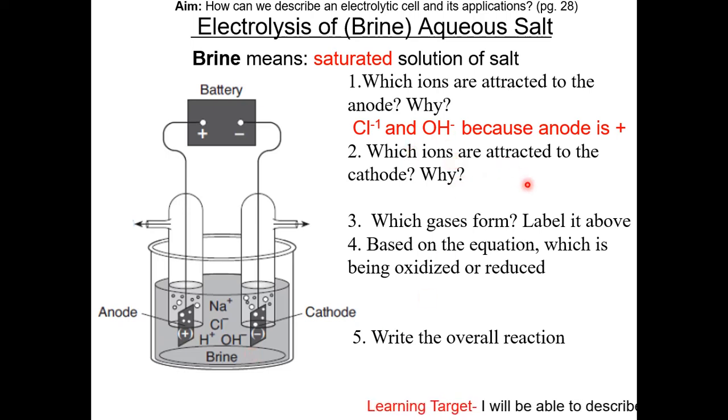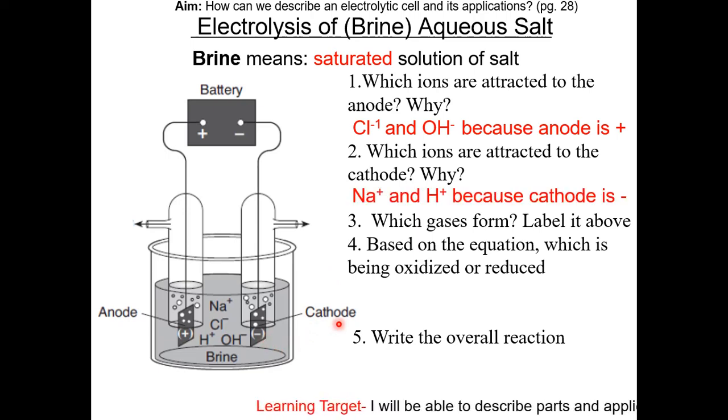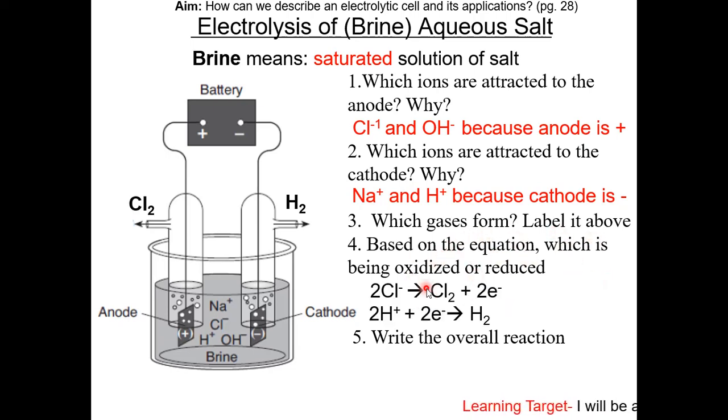Which ions are attracted to the cathode and why? The cathode is labeled negative, therefore the sodium and hydrogen ions will be attracted to it because opposites attract. Which gases are formed? Label it above. It is hydrogen and chlorine. Based on the equation, which is being oxidized or reduced? Chlorine is being oxidized and hydrogen is being reduced.